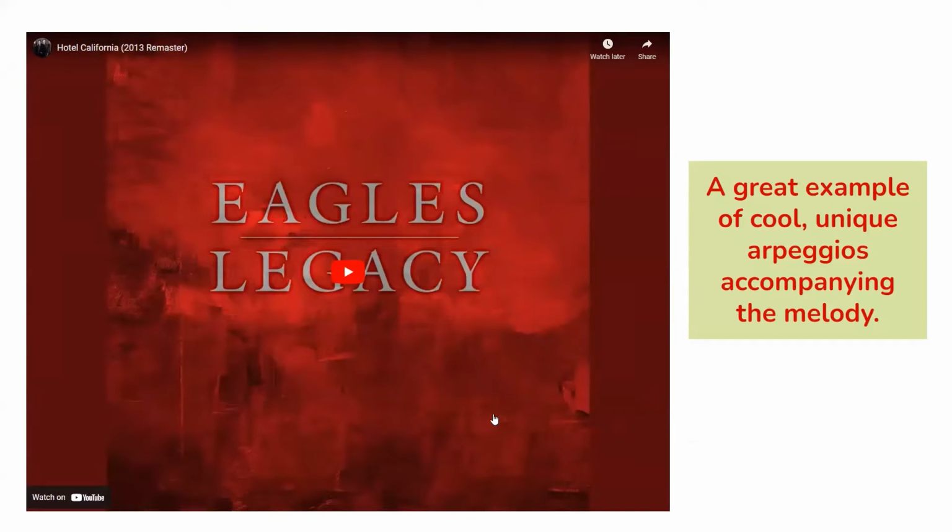You'll see from the very beginning, listen very closely, and you'll hear the unique kind of arpeggios that they use. Remember, the lady was doing the very simple arpeggio? They use arpeggios, but it's not the normal classical type of arpeggio, but it works very well in this song. Let's watch this.